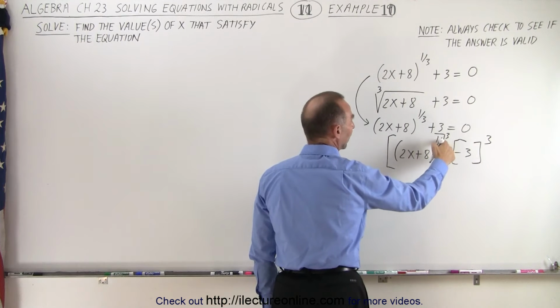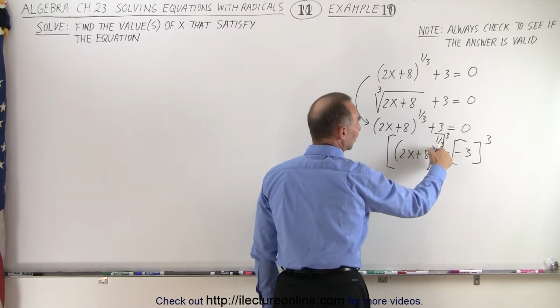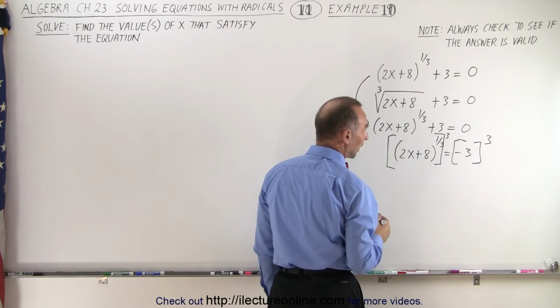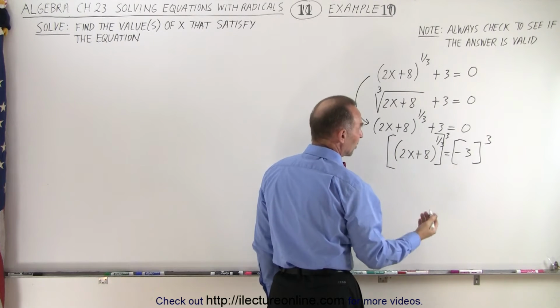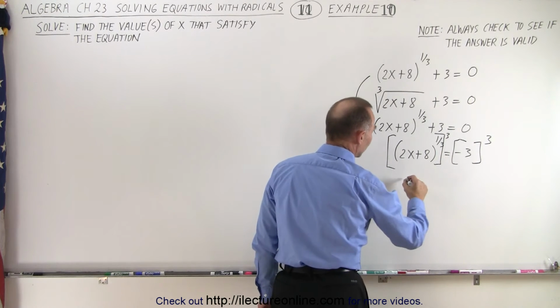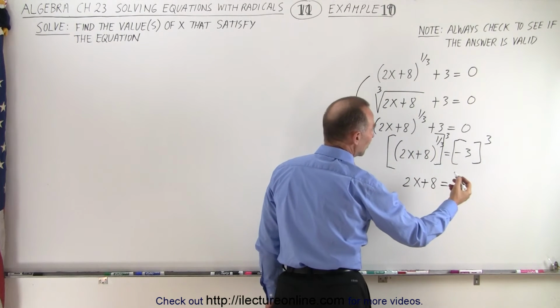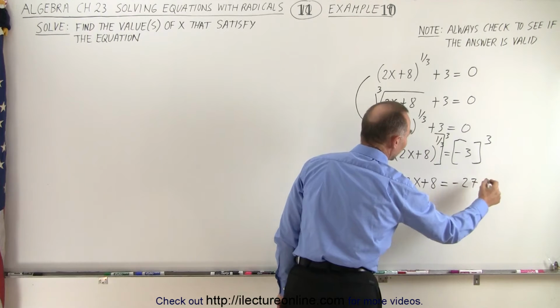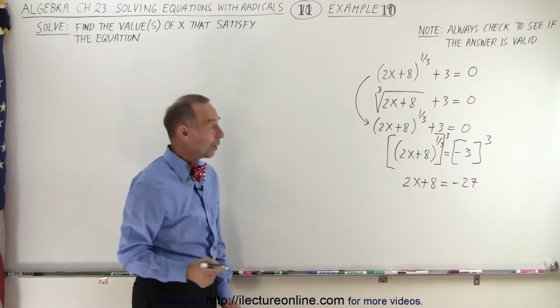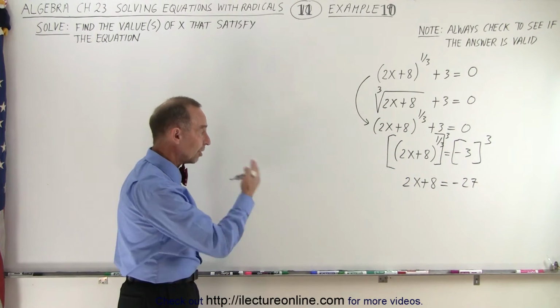So when we raise an exponent to an exponent, it's the same as multiplying, which means 1/3 times 3 is 1. We simply turn this into a 2x plus 8. On the right side, -3 cubed is minus 27. And now we end up with a linear equation. So that means we have to solve that for x.